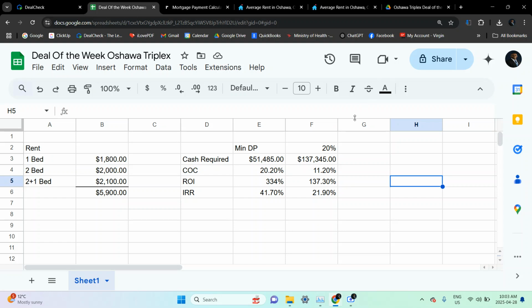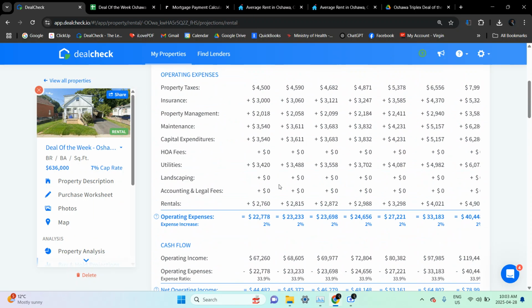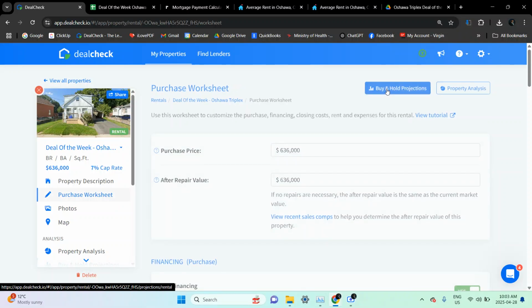So if the cash flow is important for you, then I would definitely look at that 20% option. So honestly, not a bad investment. I'm pretty excited for it. But let's show you how I would actually get after this property.